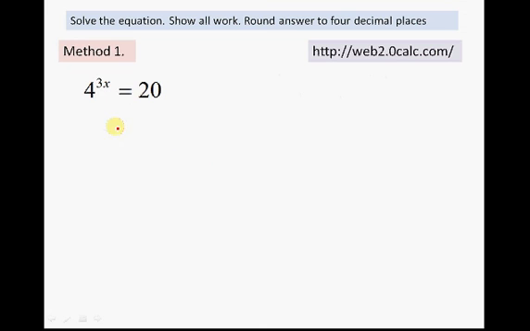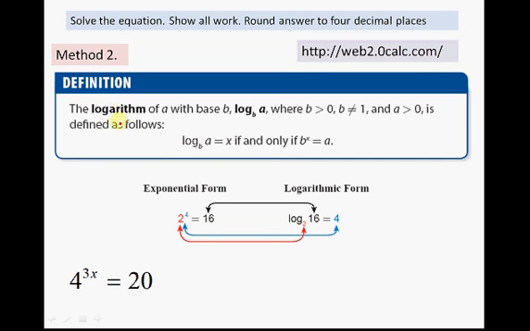So let's take a look at the second method. We still have the same problem, 4 raised to the 3x equals 20. And in the second method, we're just going to use the definition of logarithm. The logarithm of a with base b, log base b of a, where b is greater than 0, b is not equal to 1, and a is greater than 0, is defined as follows. Log base b of a equals x if and only if b to the x equals a.